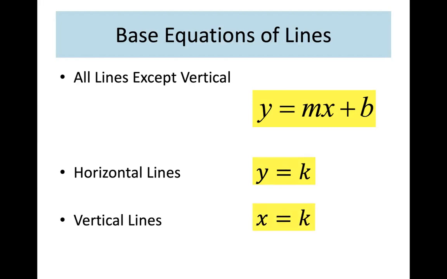Now, none of this is new. That's all review stuff. So we're going to use those 3 examples right there for our base equations. One of the steps is going to say, write the base equation. If the graph I hand you is a diagonal line, you're going to write y equals mx plus b. If the line I hand you is a horizontal line, you're going to write y equals k. And lastly, if the line I hand you is a vertical line, you're going to write x equals k.